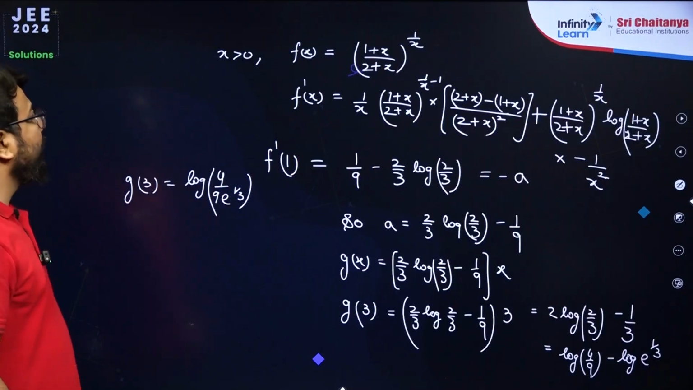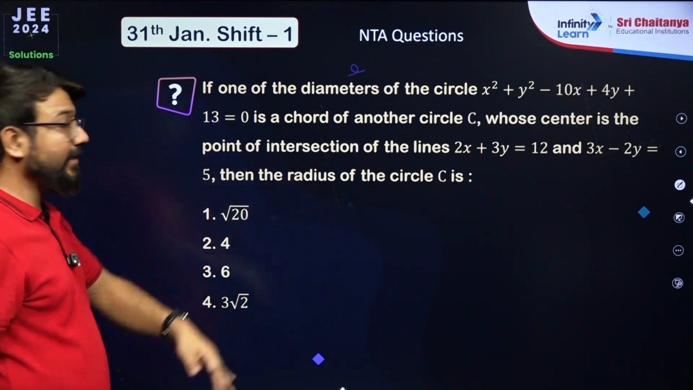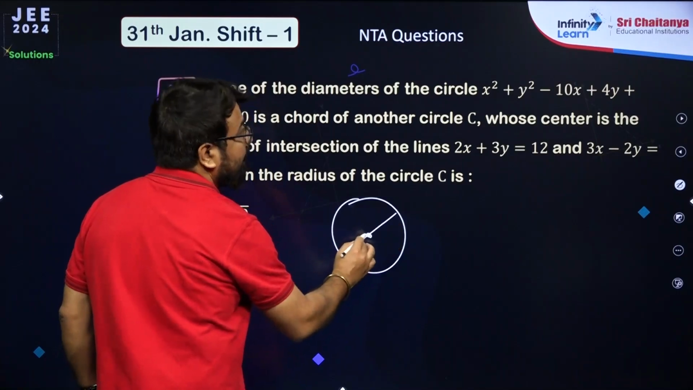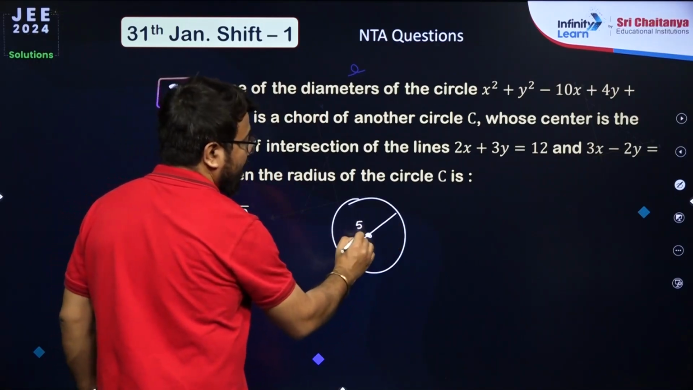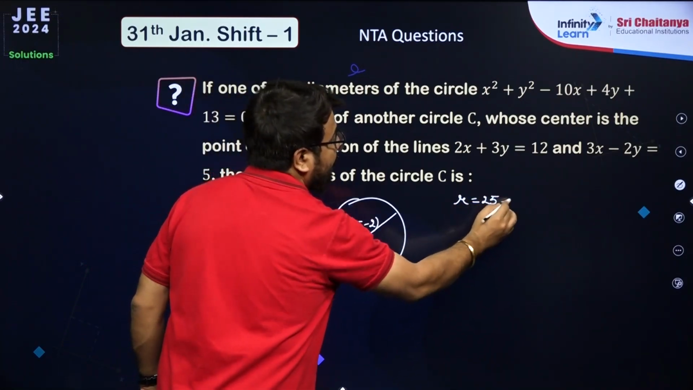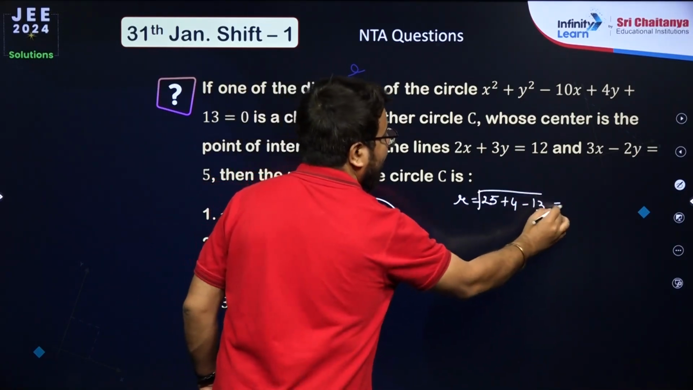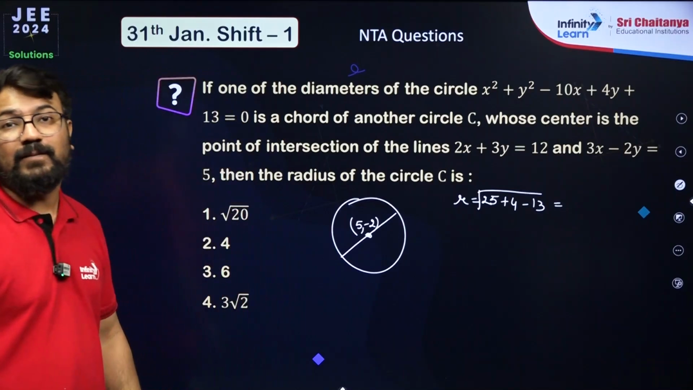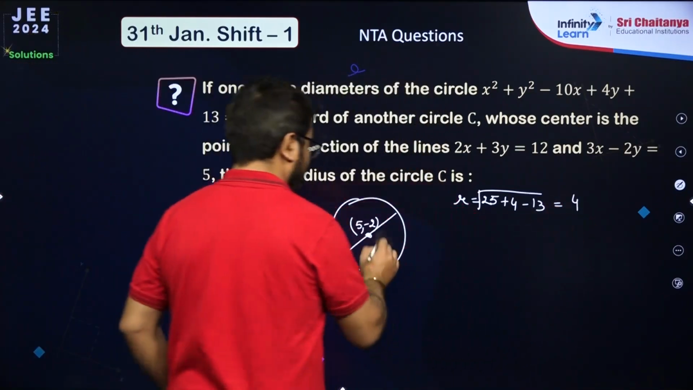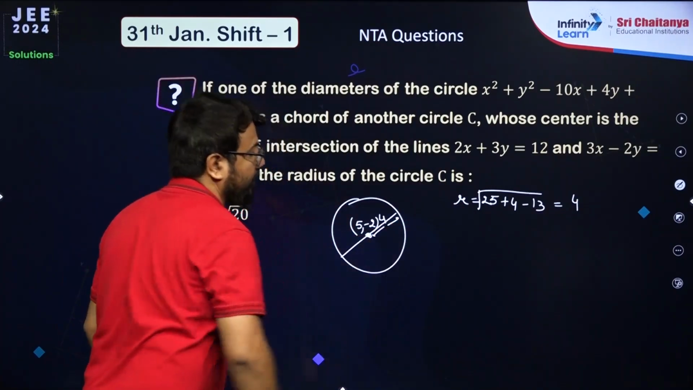Okay. Moving ahead to the next problem. If one of the diameters of this circle is a chord of another circle C. So there is a circle being given to us and its center is actually 5, negative 2, and its radius will be, 25 plus 4 minus 13, that is 29 and 13 when subtracted. Okay, so that will generate the result 16. So 4 will be the radius. Actually, this distance is 4, from here to here, this is 4.